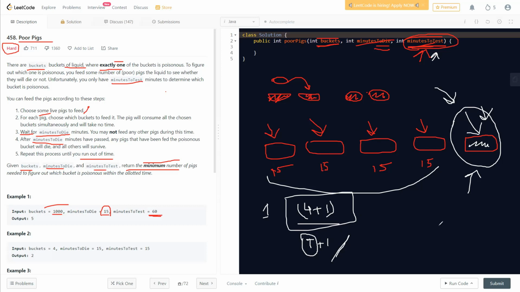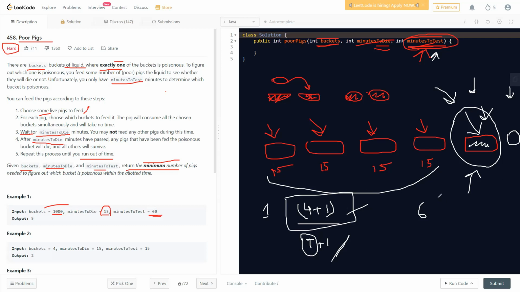Now, let's say there are six buckets, or we took it as five buckets initially. So now say there are six buckets, the time to test is 60 and the time to die is 15. A single pig can check five buckets, but we are still left with one more bucket. So what can we do with that? Can we do anything to find out about the last bucket? Because we are not sure whether the poison is in this bucket or in the next bucket. There are two buckets remaining.